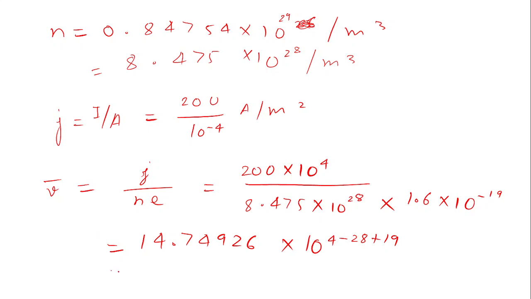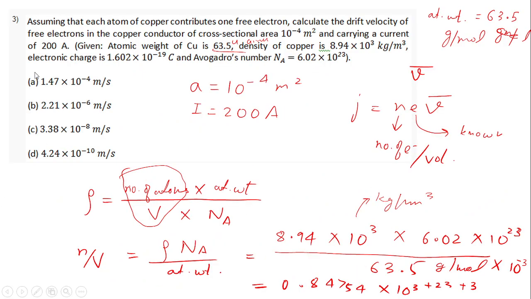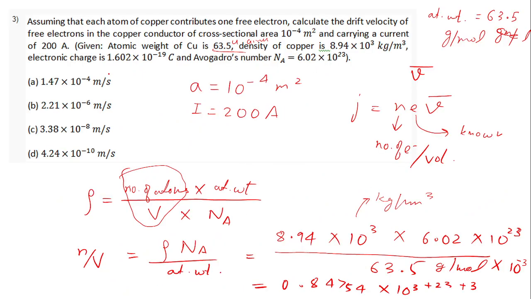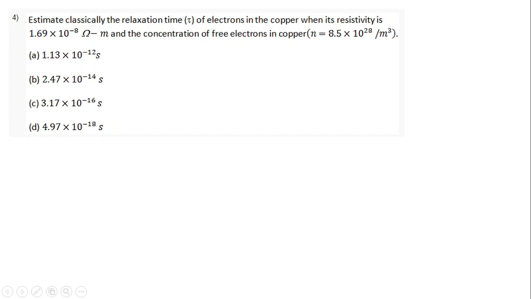That means 14.74. I just keep it to 3 decimal digits. So this will be 3 times 10 to the power minus 5 meter per second. The answer is correct, but we just need to shift the decimal point, and then it will be 1.4743 times 10 to the power minus 4 meter per second. So this answer is matching option A. A is the correct answer.